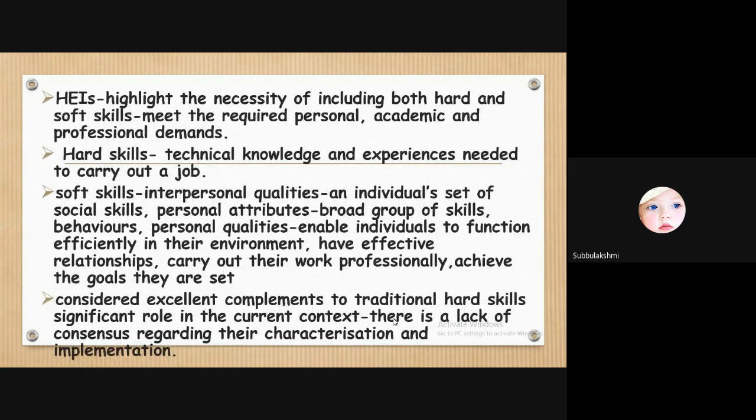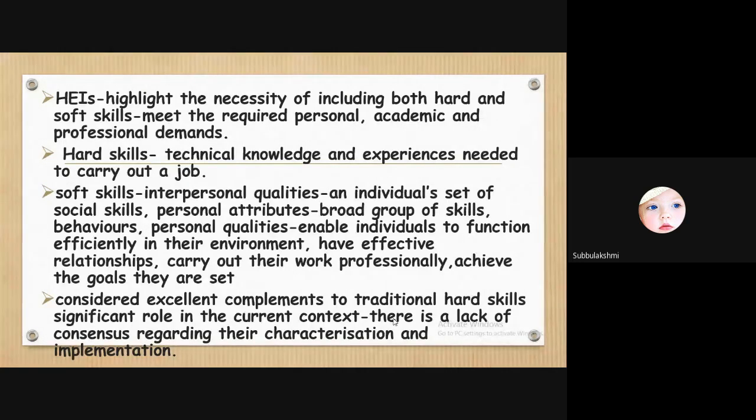Next, we have this slide. We're coming to higher education institutions. They highlight the necessity of both hard skills and soft skills. So what is a hard skill? The technical knowledge and the experience that they possess for the required job. And soft skills are what is highly required to perform as a competent person. So the interpersonal skills, the personal attributes, all those skills that we come across are soft skills, which are given equal weightage in higher education institutions. This is considered an excellent complement to traditional hard skills.